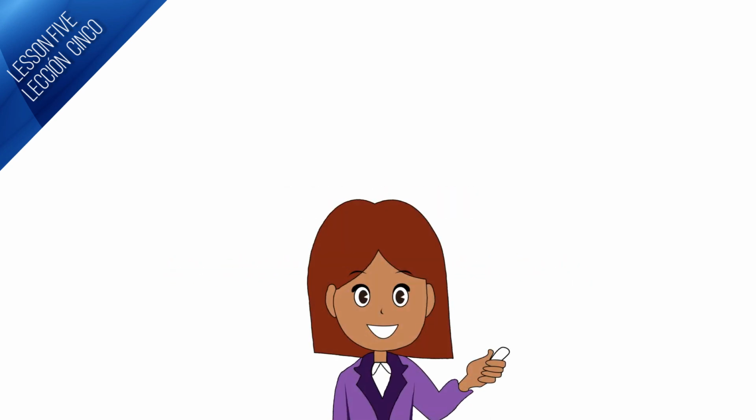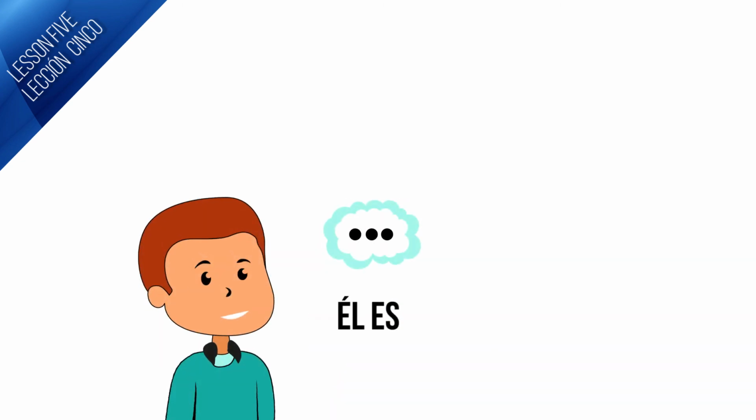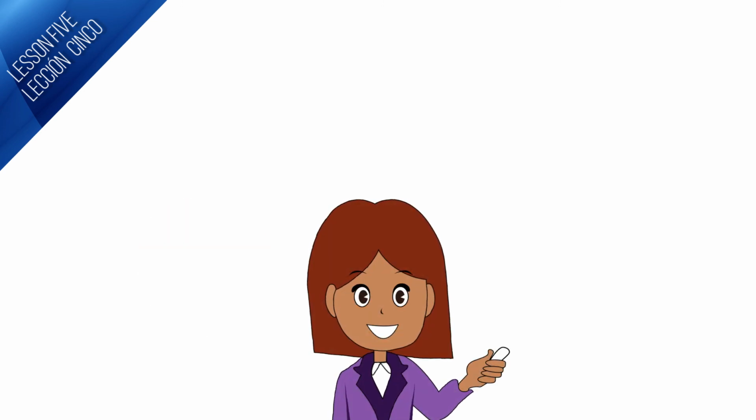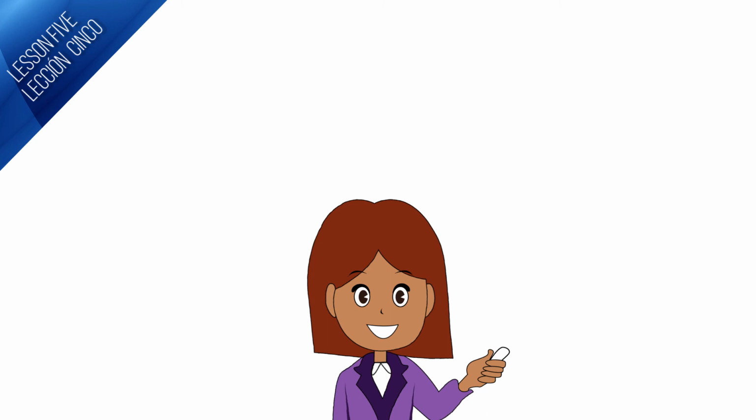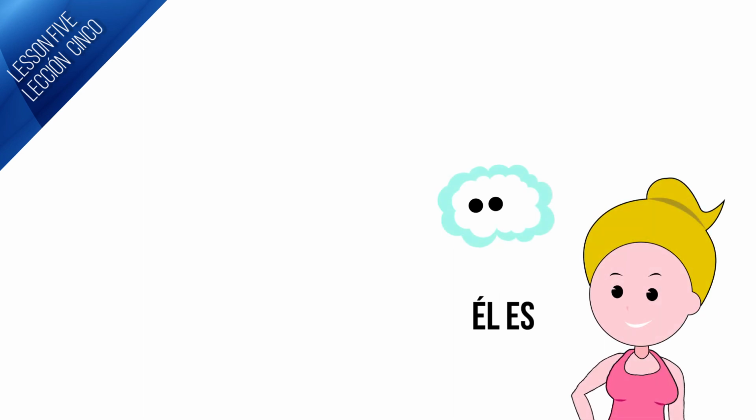This is how you say the phrase, he is, as in, he is a web designer. Listen and repeat. Él es. Es. Él es. In the phrase, él es, which word means he? Él. Él. Again, how do you say he is? Él es. Es.